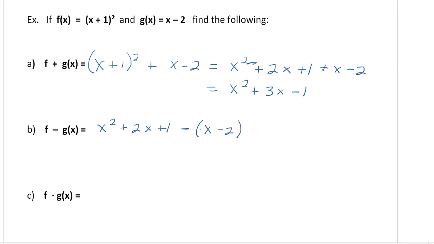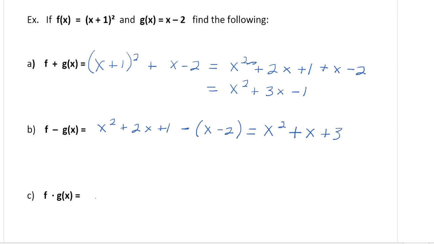So now when I combine like terms, I get x squared, and then 2x take away 1x is 1x, and I got 1 plus 2, which is 3. So that's the final function for my f minus g. Well, it looks like I put a minus sign. It needed to be a plus sign. Sorry. All right, the next one, when we're multiplying.